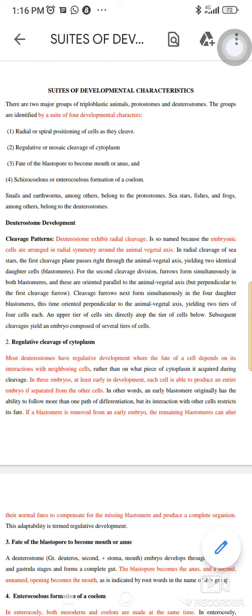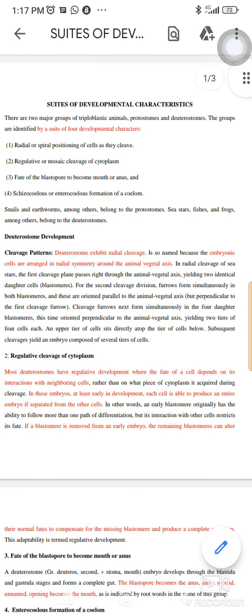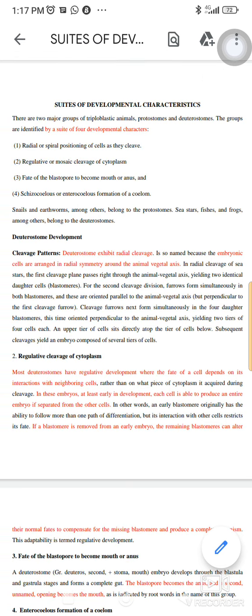I told us that we can either have a diploblastic or triploblastic animal. For the diploblastic, we talk about animals that have only endoderm and ectoderm, while the triploblastic animals have the endoderm, the mesoderm, and ectoderm. So today we'll be looking at the suite of developmental characteristics of triploblastic animals. Now, these triploblastic animals can either be protostome or deuterostome.